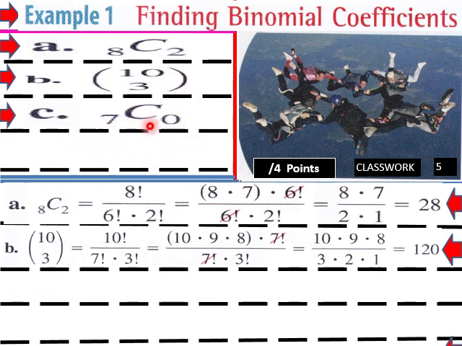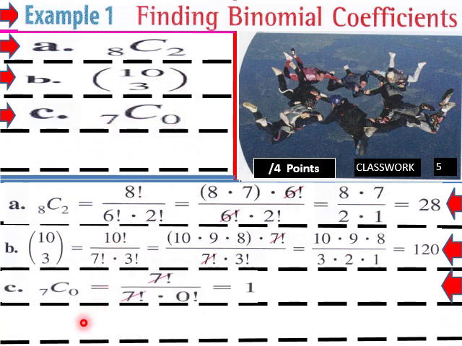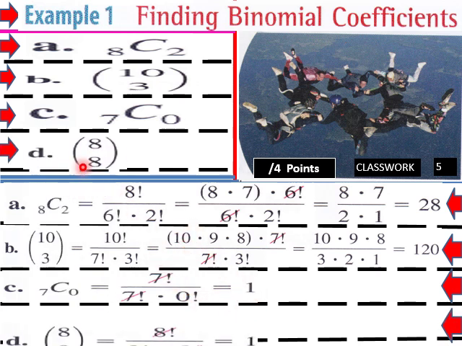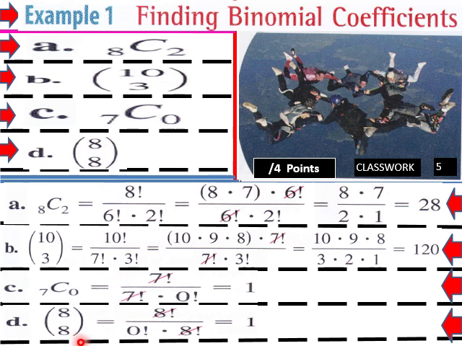And then for 7C0, 7C0 will be 7 factorial over 7 factorial multiplied by 0 factorial. Here's our 0 factorial, which will equal 1. This is 1 and this is 1, so it'll be 1 over 1. And then D would be 8C8. So for that one, we have 8 factorial over 0 factorial times 8 factorial. Again, it will be 1 for this one as well.